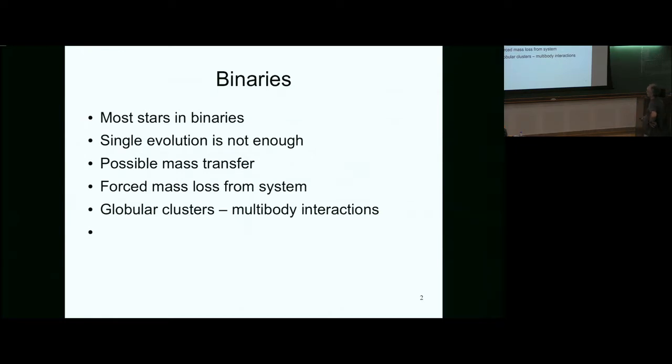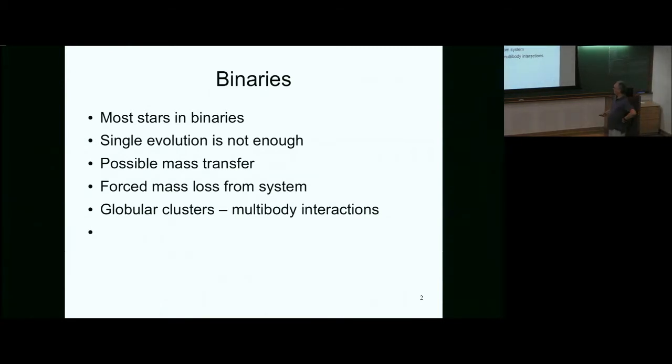It's not sufficient to explain the rich phenomenology that we see in the sky. And there are lots of mechanisms that make stars interact. So there is quite a lot of possibilities of mass exchanges between stars, and you can have mass loss from the system. So not only can the stars exchange mass, they can shed mass away and get rid of it from the system.